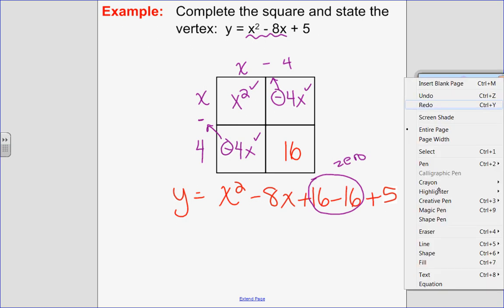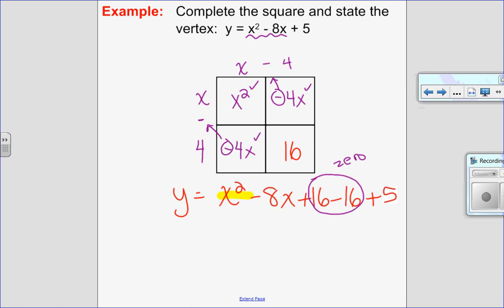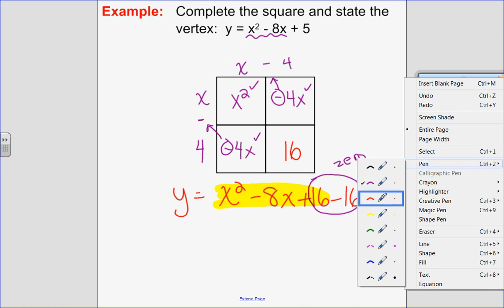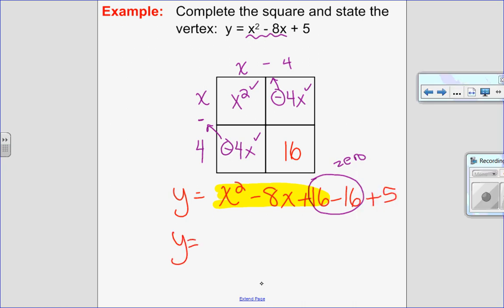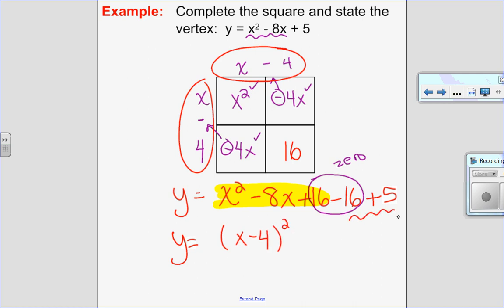Again, I'm going to highlight my perfect square trinomial, which is right here. And then I'm going to combine my like terms on the outside. So y equals x squared minus 8x plus 16 factors as x minus 4 times x minus 4, or x minus 4 squared. And then I just combine my like terms on the outside. Negative 16 plus 5 is negative 11. So now I've completed the square, and I can state my vertex, which is 4 and negative 11.